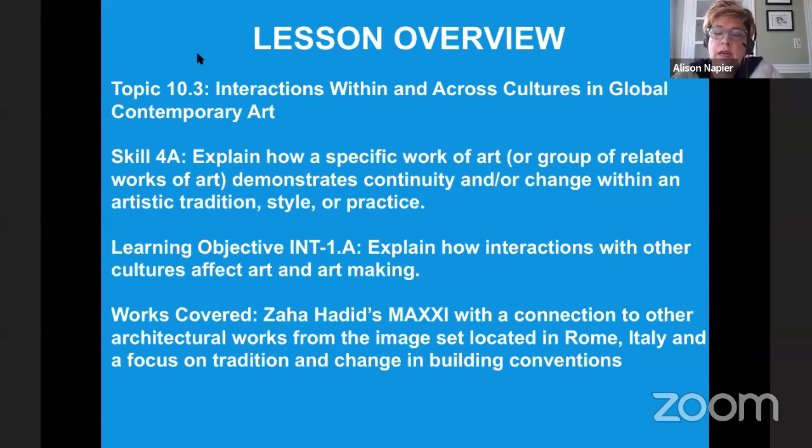We're going to cover Zaha Hadid's MAXXI Museum and connect it to other architectural works in the image set from Rome, Italy, and focus on the tradition and change in these building traditions. Works of art and architecture build on previous conventions and styles. Sometimes traditions are accepted in their entirety. In other cases, they're adapted, and in some instances, they get rejected and new choices are made that then become a new sort of tradition. So we'll work our way through that.